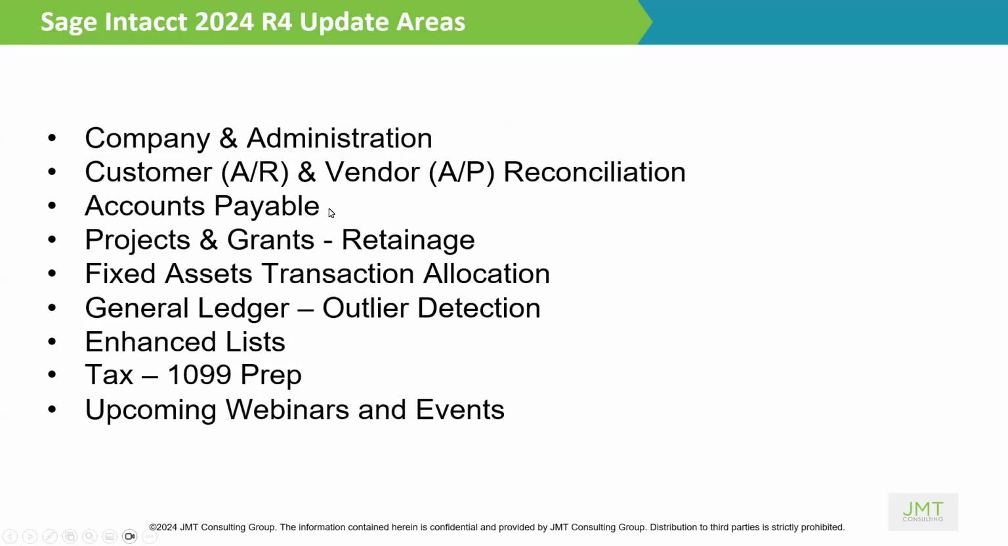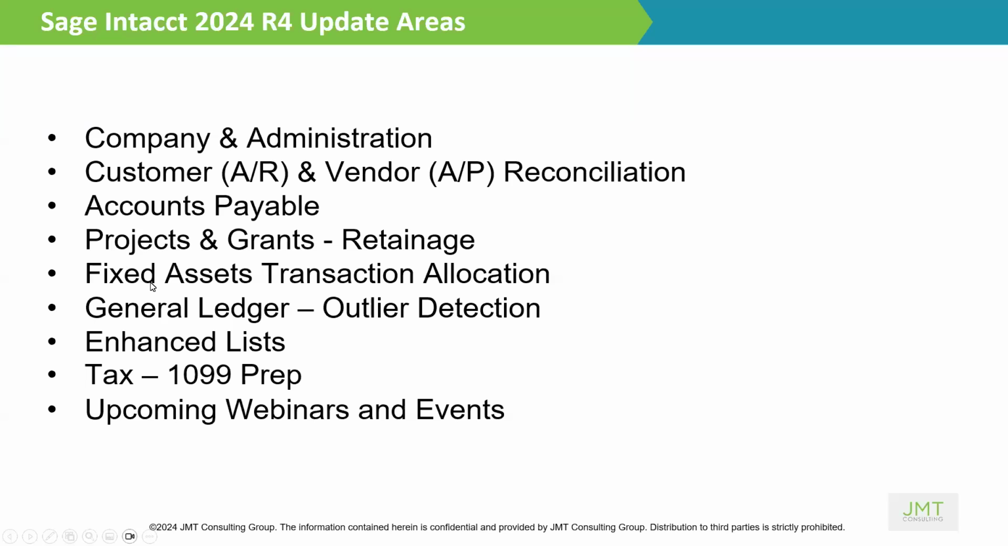Topics that we'll cover today include some updates in the company and administration module, a new customer and vendor reconciliation report, which will match payments against invoices. Some updates in accounts payable, including the ability to send payment notifications to multiple recipients. Some updates for projects and grants users. We can now use retainage, which was strictly for construction customers, but now available to everybody.